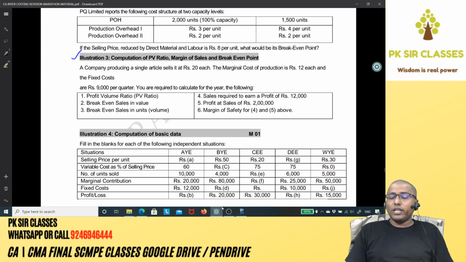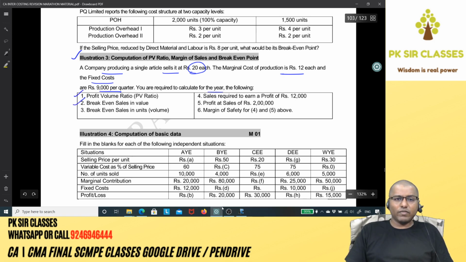So now we're gonna go with illustration 3, and whenever there is a necessity of concepts, then and there we'll cover. That's how our strategy is going to be when it comes to revision session. Okay, so a company producing a single article sells it at 20 each. Selling price is 20, marginal cost is 12 each, fixed cost is 9,000 per quarter. You are required to calculate for the year the following: PV ratio, break-even sales in value, which means in rupees, break-even sales in units, sales required to earn a profit of 12,000, profit at sales of rupees 2 lakhs, margin of safety for 4 and 5 above. Okay, fine.